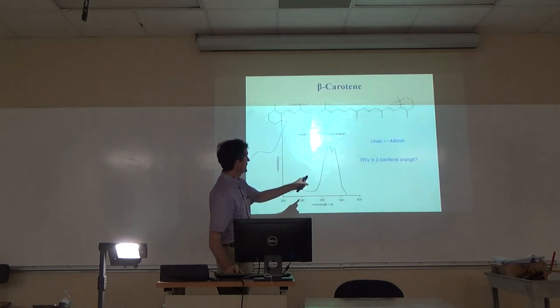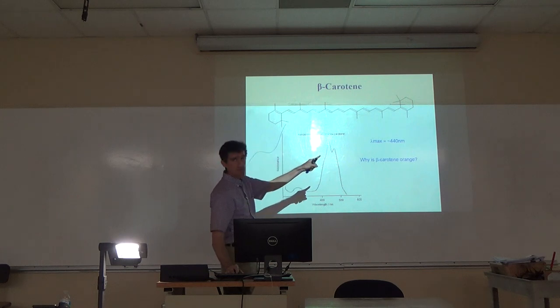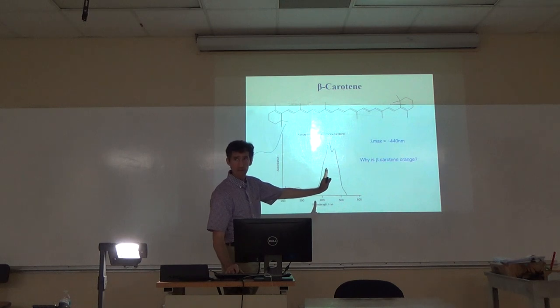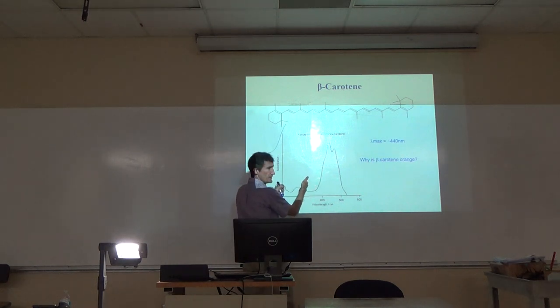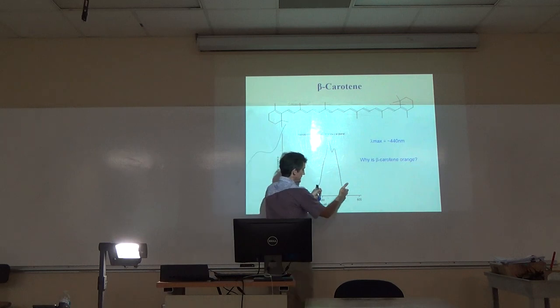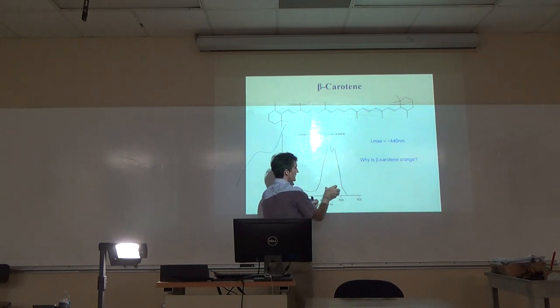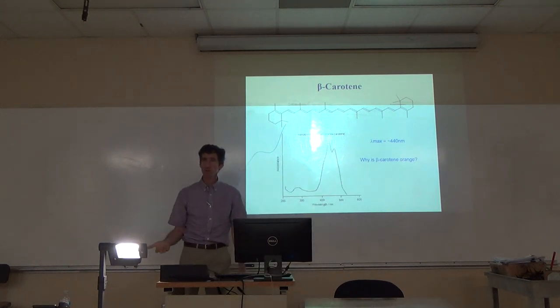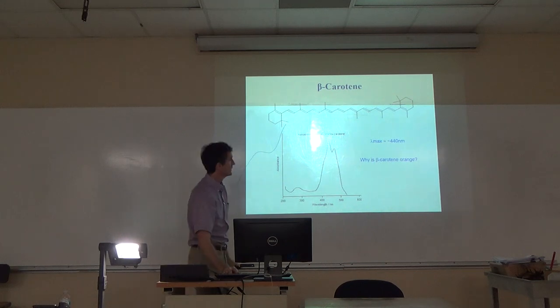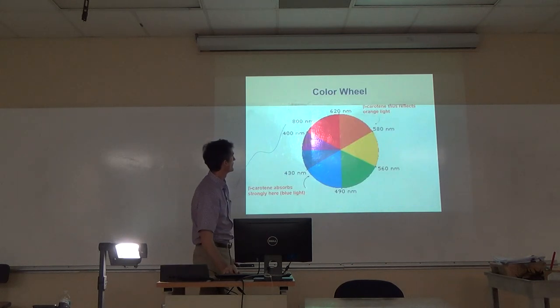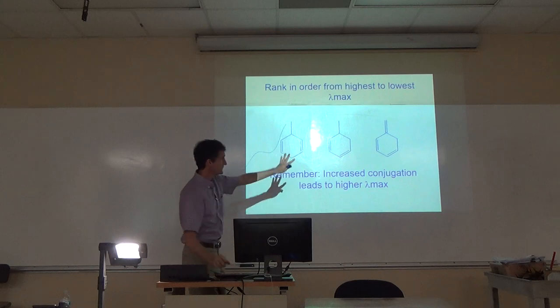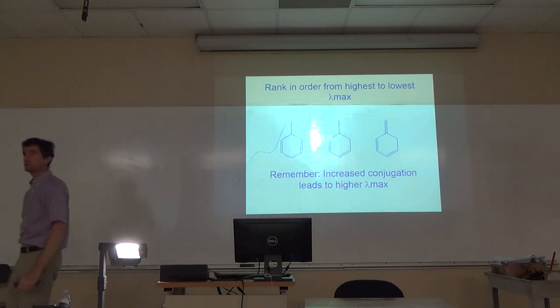Beta carotene, orange, lots of conjugation, moves the lambda max to weaker light. It turns out it's moved it from here, previous examples, to weaker light. This weaker light is now visible. Since it's absorbing visible, it's going to be colored, and we use the color wheel to determine what color it will be. Okay, this is a very common take-home message type question here.